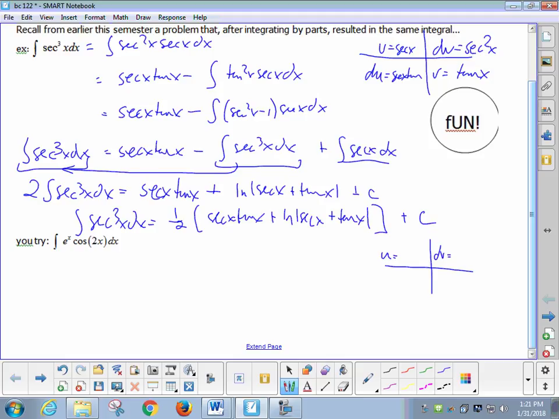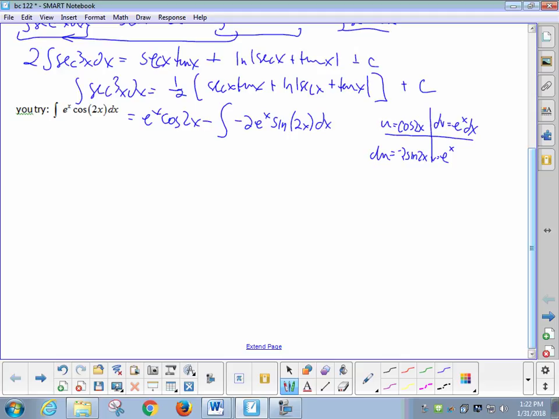Derivatives, okay. Then I will let u equal cosine of 2x, and dv will be e to the x dx. Meaning that du is negative 2 sine 2x, and v is e to the x. uv then is e to the x cosine of 2x, minus the integral of voodoo, which is negative 2 e to the x sine of 2x.